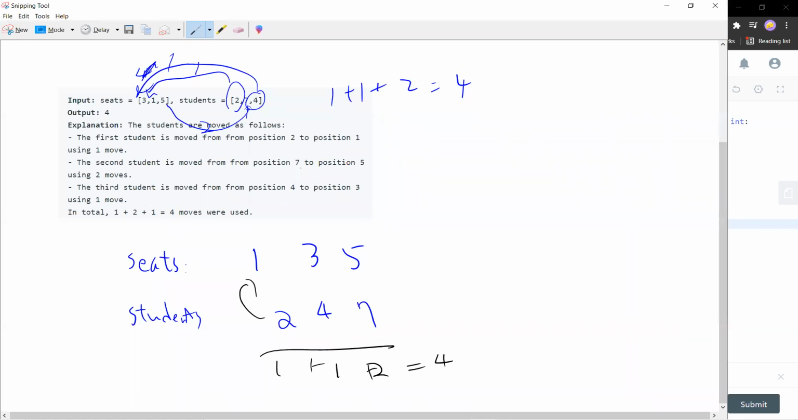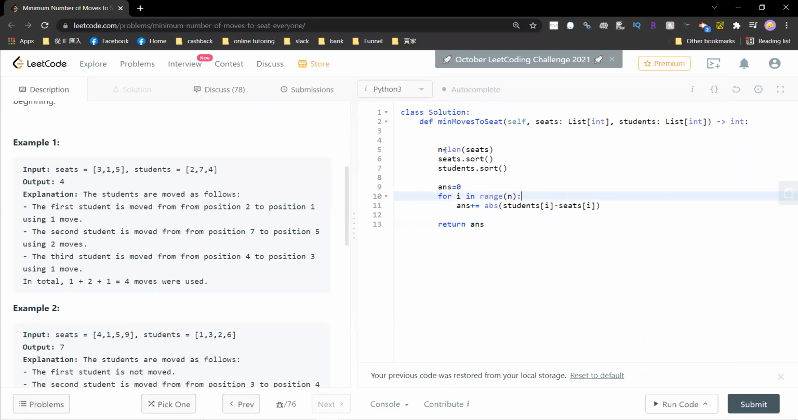Okay, so the algorithm should be easy, right? You first sort your seats and sort your students, and then compute the absolute value of their difference. Because you know that the length of the seats and the students are the same, you just calculate their difference. So compute the length and sort both, and set the answer initially to 0, and then you just accumulate the differences, and this will be the answer.